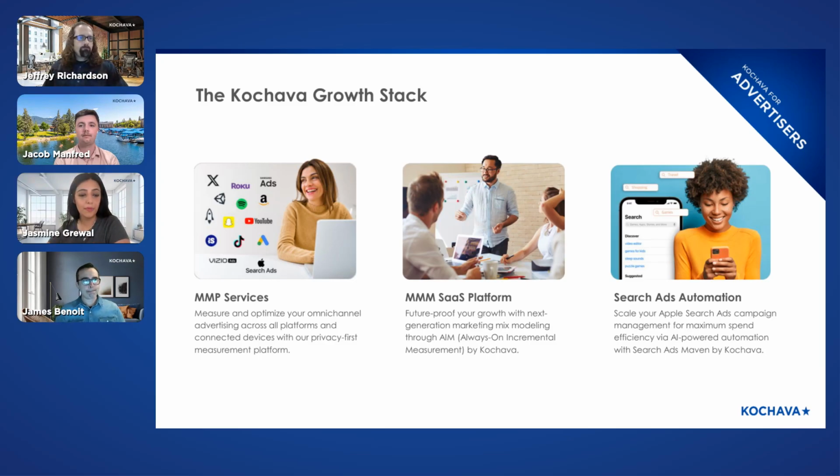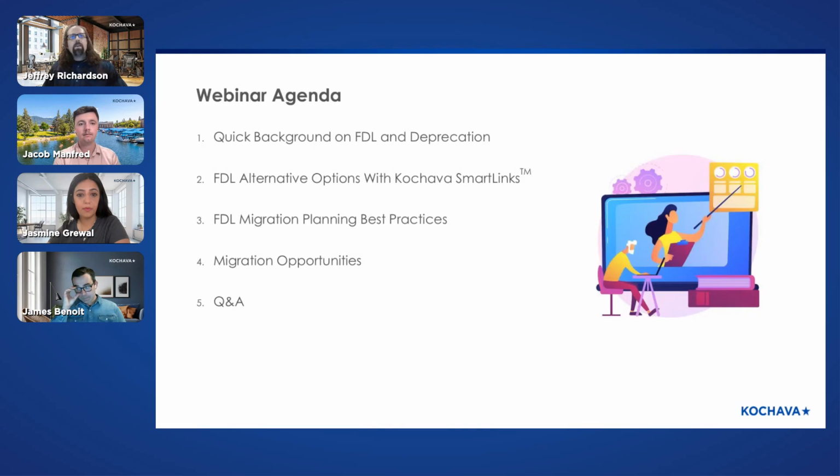So for our discussion today, we are going to do a quick background on FDL, so Firebase Dynamic Links. You'll probably hear us use that acronym again and again, so that's what we mean by that. And we're going to talk about background and the reasons for deprecation. Then we're going to talk about FDL alternative options, specifically with Kochava, and then migration planning best practices. And then lastly, opportunities to think about as you're making this transition. You have to move anyway, and it's a moment in time where there's some opportunities you could take advantage of because you have to do work anyway. So we'll dive through a number of those.